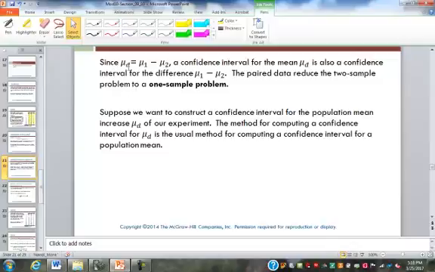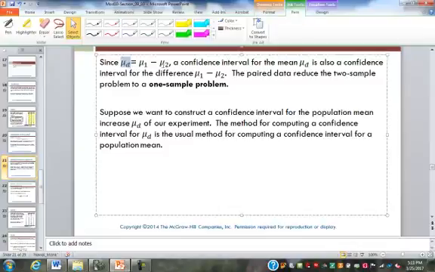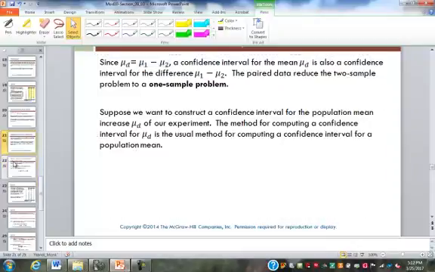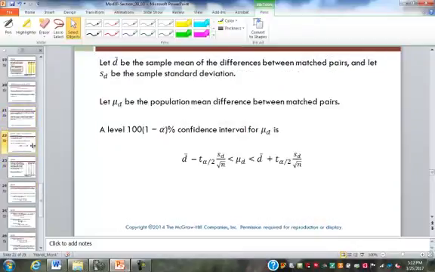So what they're saying is since there's that relationship between the mean difference and the difference of the means, that confidence interval for the mean difference is representing the confidence interval for the difference of the means, in this case, since it is a paired sample. So let's construct that confidence interval. Suppose we want to construct the confidence interval for the population mean increase, the mean difference for our experiment. The method for computing a confidence interval is the same as computing a confidence interval for a single population mean, using a t-interval, of course, because paired samples use a t-distribution.